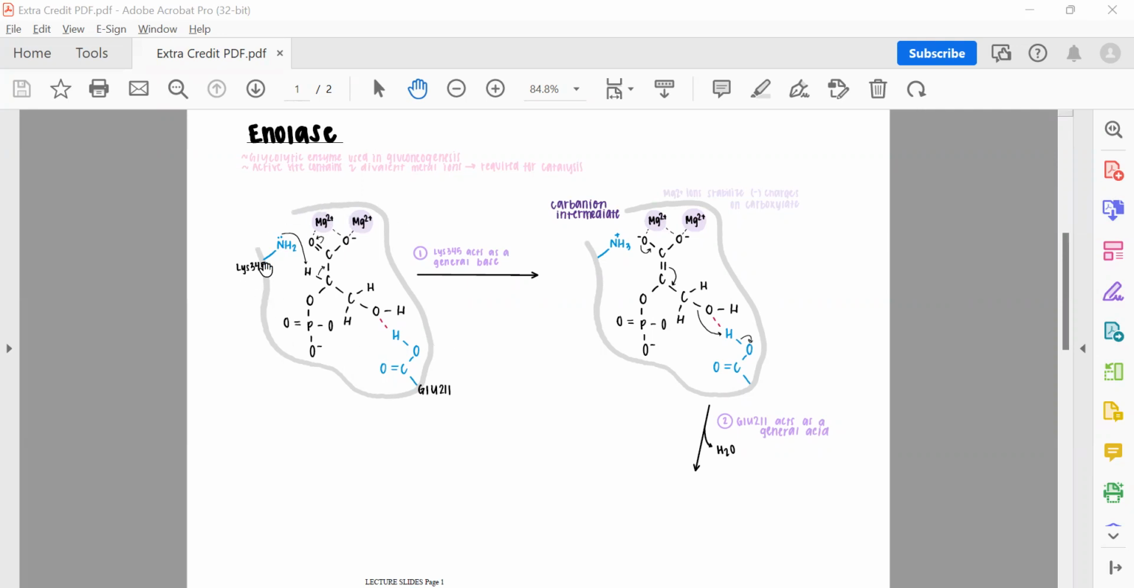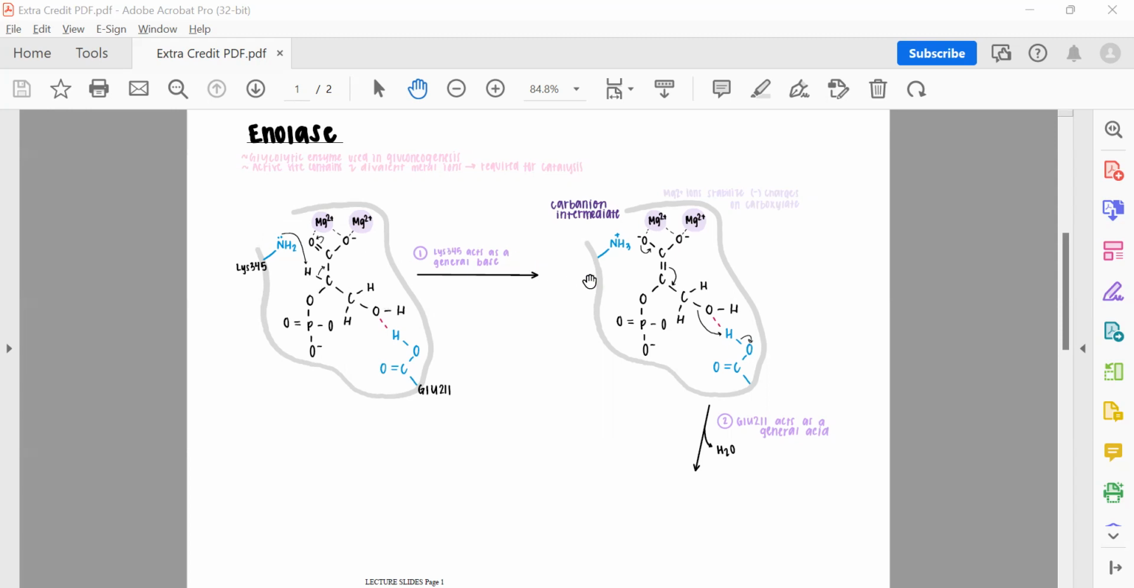Here we have the beginning of the active site. We have a lysine 345 here, which will act as a general base. And then later on, we will talk about the glutamate here, glutamate 211, that will act as an acid. So first, this lysine 345 acts as a general base by attacking here this hydrogen and splitting this carbon-hydrogen bond.